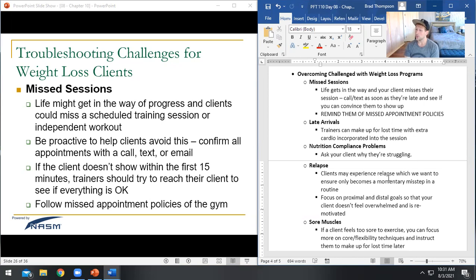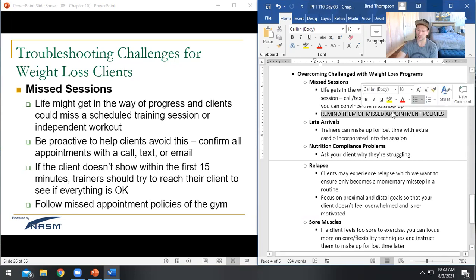And then remember, if they don't show up within the first 15 minutes, reach out and be like, hey, is everything all right? You're supposed to be here right now. Is everything okay? Check to see if they're all right. And then if they're like, oh my gosh, I overslept, I'm sorry, can we reschedule? You can reschedule, but remind them of your missed appointment policies.